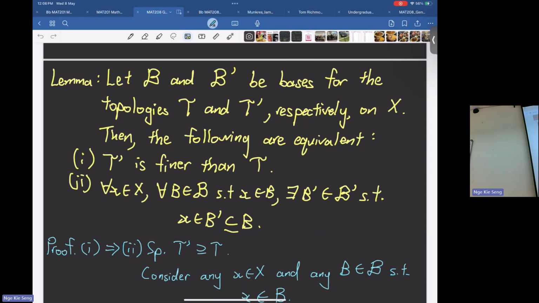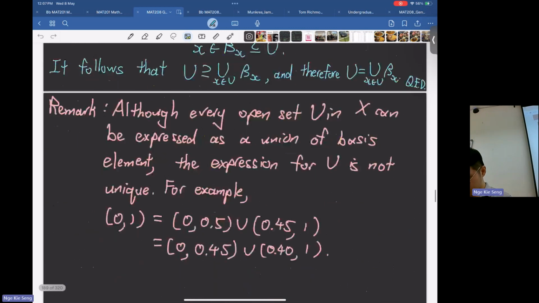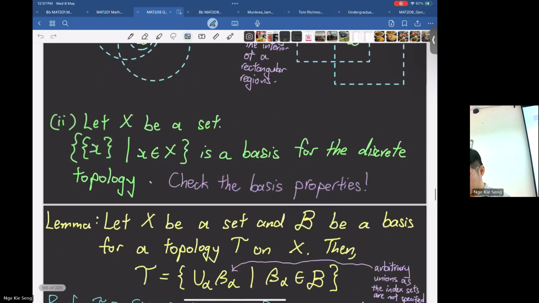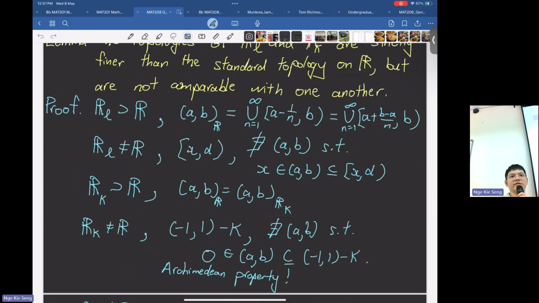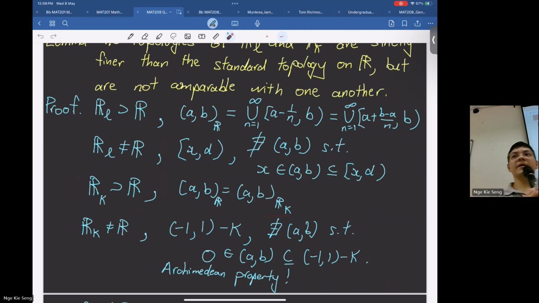Actually, I secretly used that in one of my proofs, to show that the lower limit topology and the K topology are strictly finer than the standard topology. This part here, I'm secretly implying. Why? Because if I can write it like that, that means for every point in the interval AB, I can use one of them to cover it. Actually, I'm secretly using it here.